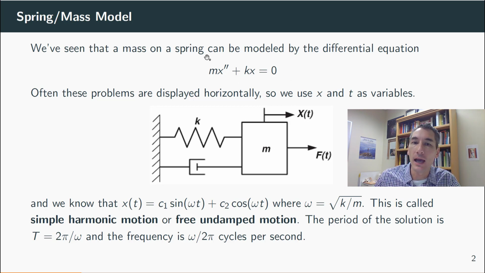If you had an undamped harmonic oscillator, you would get a solution of C1 cosine Wt plus C2 sine Wt, where W is root k over m, from solving out that differential equation. We call this simple harmonic motion or free undamped motion. Free because there's no external forcing, and undamped because there's no friction term. That solution would have a period of 2 pi over W and a frequency of W over 2 pi cycles per second. This is something we've already seen.